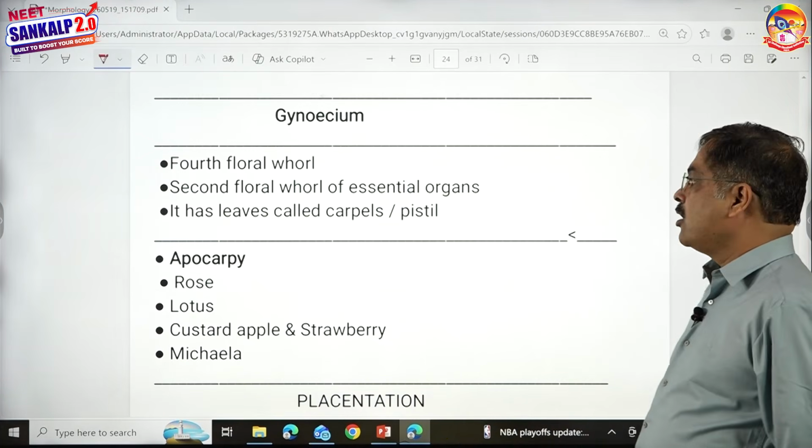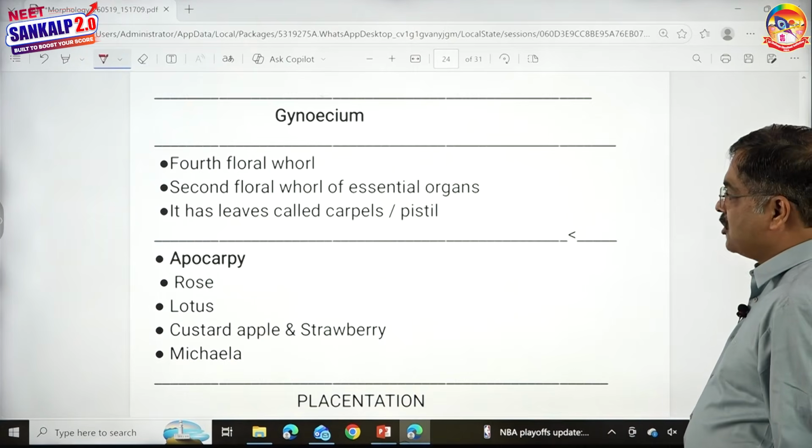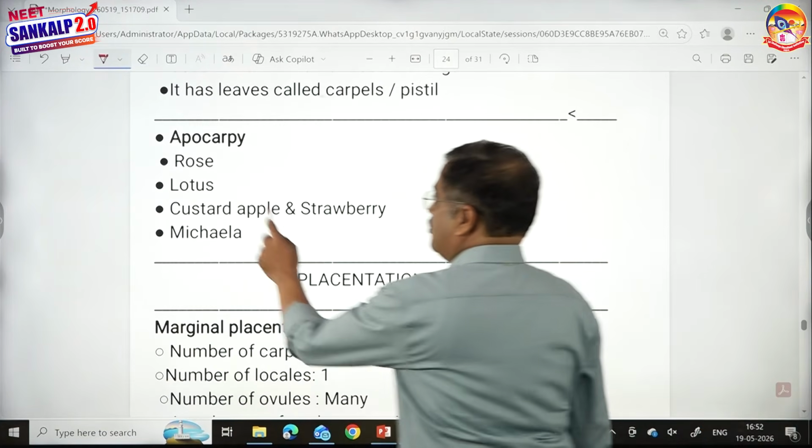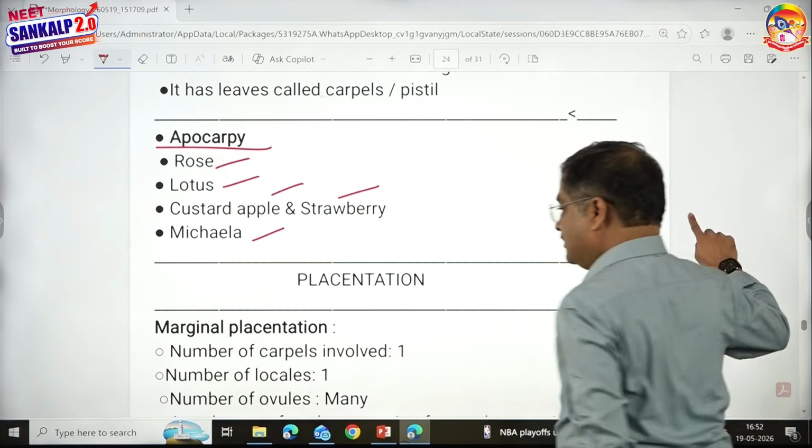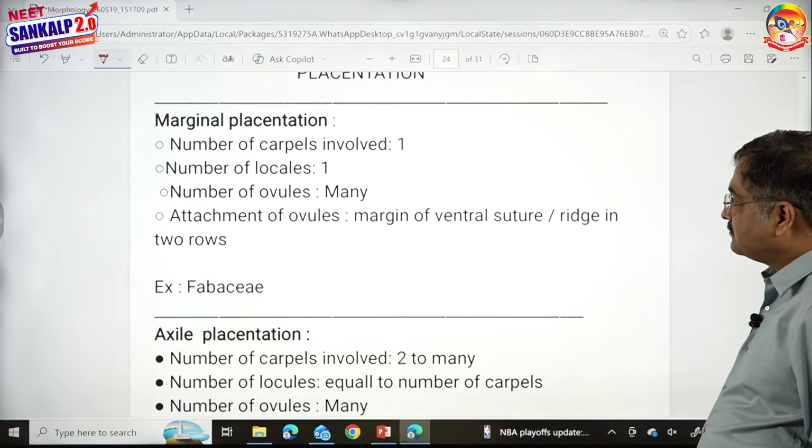Gynoecium, 4th floral whorl. 2nd whorl of essential organs. When the carpels are free, you call them apocarpous: rose, lotus, custard apple, strawberry, michelia. All right. Placentation. Look here.